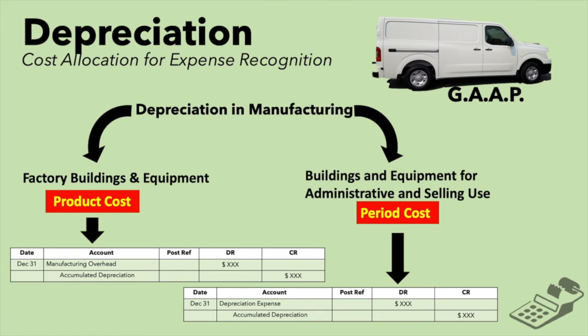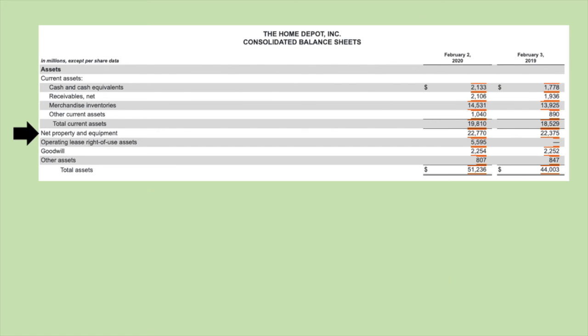And so when we look at these two journal entries, both of them will be crediting accumulated depreciation. But for factory buildings and equipment, we debit manufacturing overhead, which eventually ends up in inventory and then gets expensed through cost of goods sold. For buildings and equipment for administrative and selling use, we see our typical journal entry, the depreciation expense and accumulated depreciation. Now, what does this look like on balance sheets?